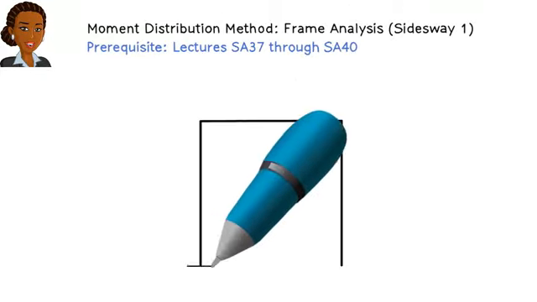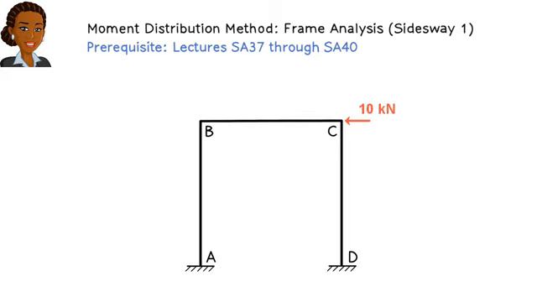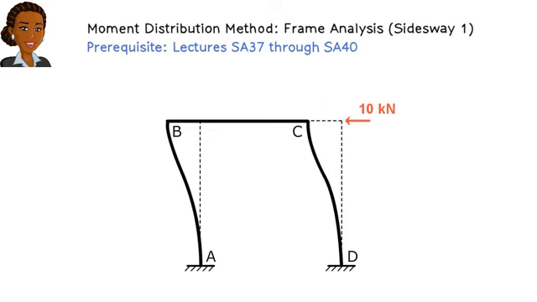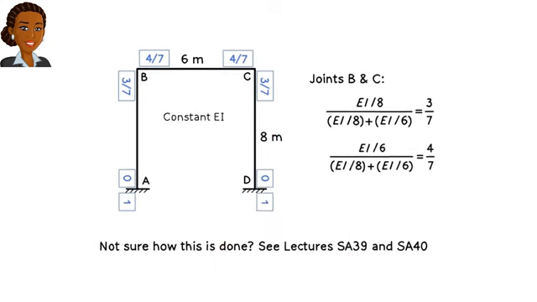Here is a frame structure that undergoes side sway due to a horizontal joint load. How do we analyze such a frame using the moment distribution method? We know how to calculate the distribution factors for the joints. Here they are. If you're not sure how this is done, see lectures SA 38 through SA 40.